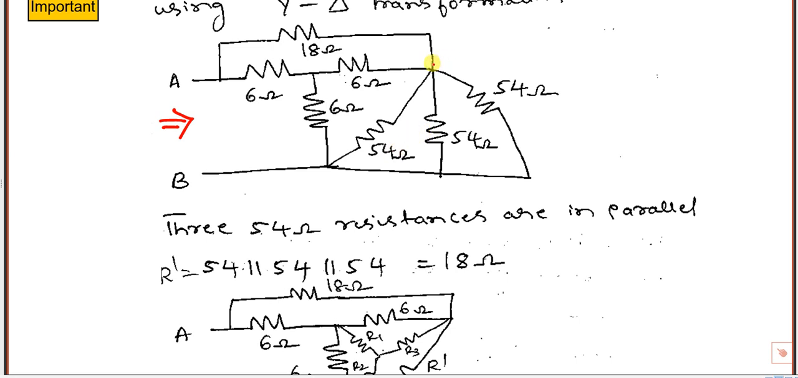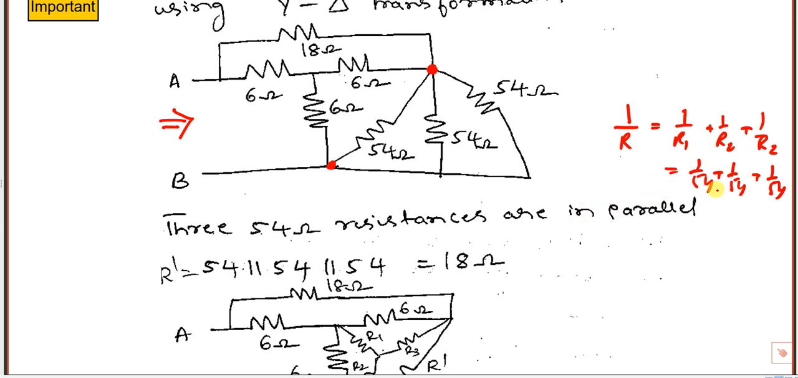Here you can observe a very important point. Between this and this node there is no element, so it is fully a single node. Between this node and this node we have three resistances, 54, 54, 54, all in parallel. So 1 over R equivalent is 1 over R1 plus 1 over R2 plus 1 over R3. All are the same, so 1 by 54 plus 1 by 54 plus 1 by 54.